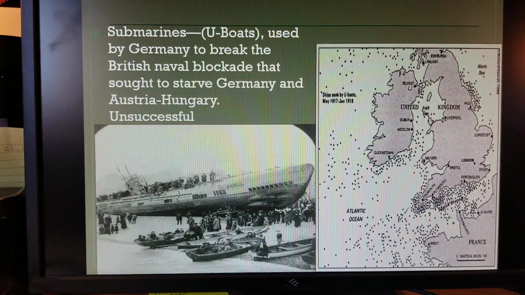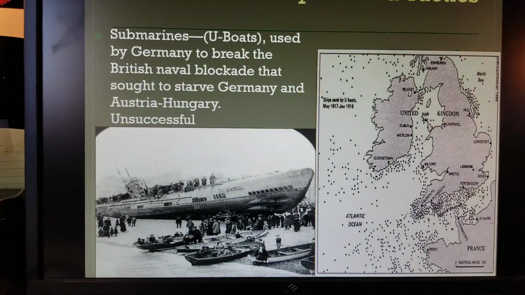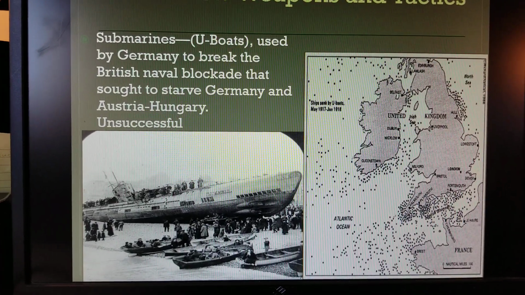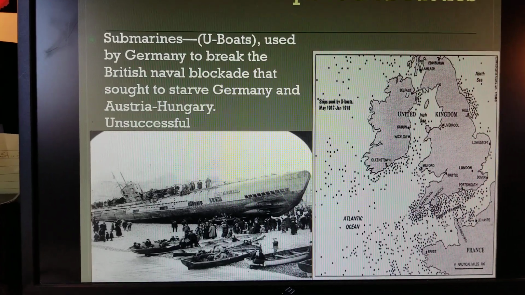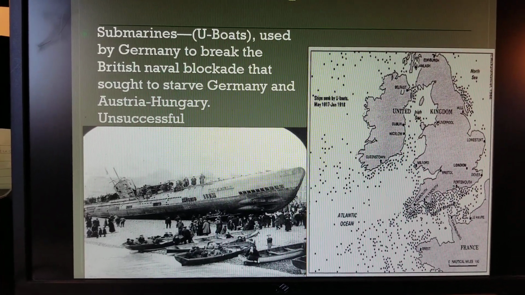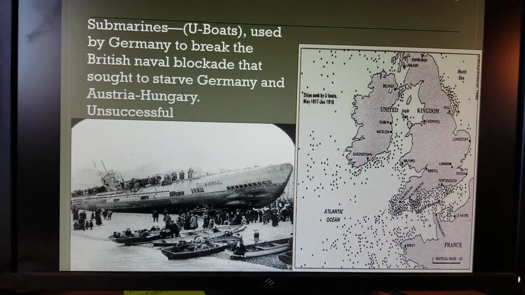All right, submarines. Submarines had never been used to this extent in war before. The Germans used U-boats to break up the British naval blockade that sought to starve Germany and Austria-Hungary, but they were unsuccessful in that.